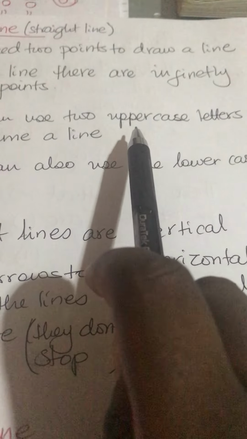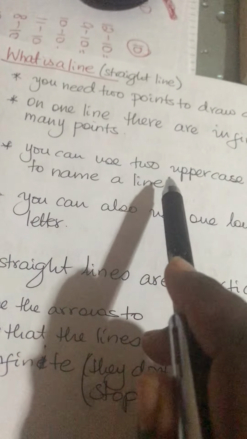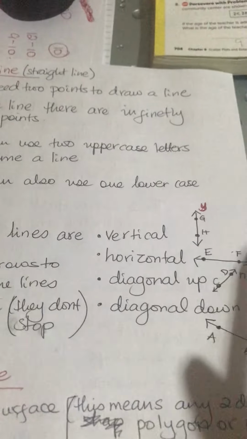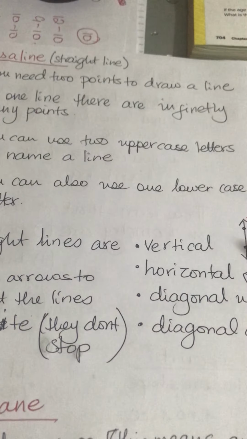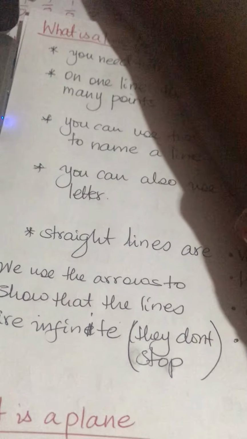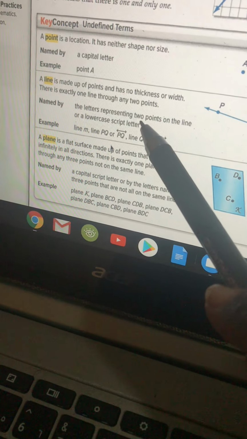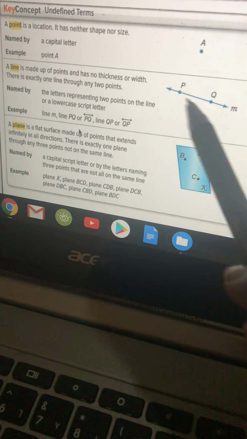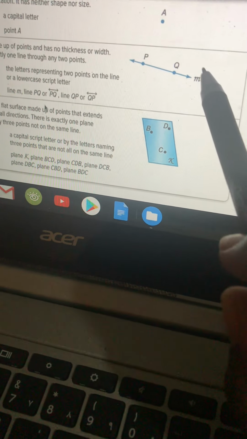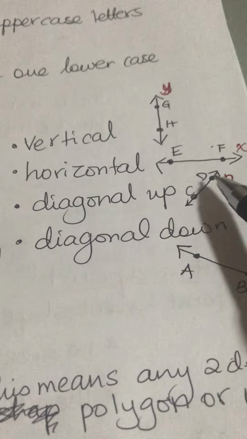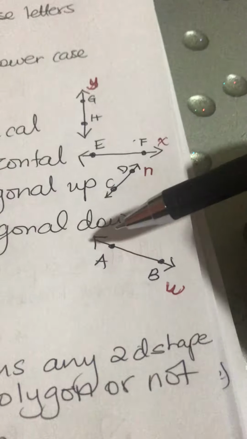You can use 2 uppercase letters to name a line. Or you can also use 1 lowercase letter or a script letter. Okay? So, like here. So, you use a lowercase script letter. You see that? So, you can use capital letters, PQ. Or this one here is a lowercase script letter. So, look at my examples. I drew vertical, horizontal, diagonal up, diagonal down. I use my capital letter.